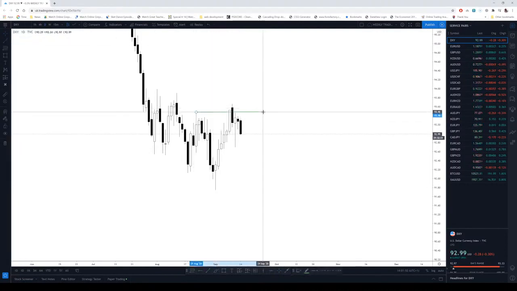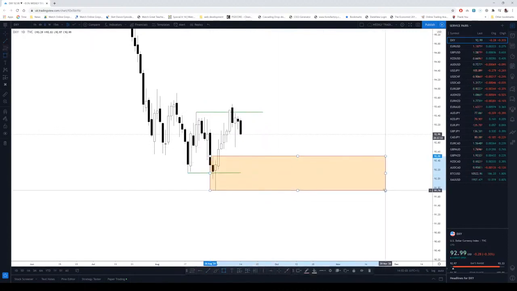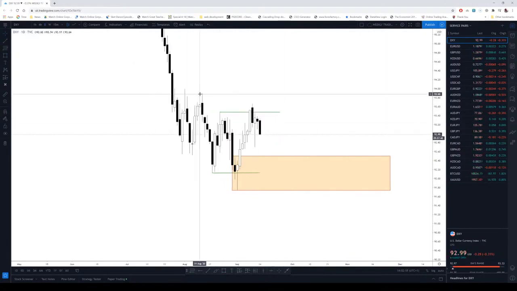Let me start by placing my current market structure to see what we have. Alright, okay, let's begin with the dollar as usual. Okay, so what am I seeing on the dollar today?